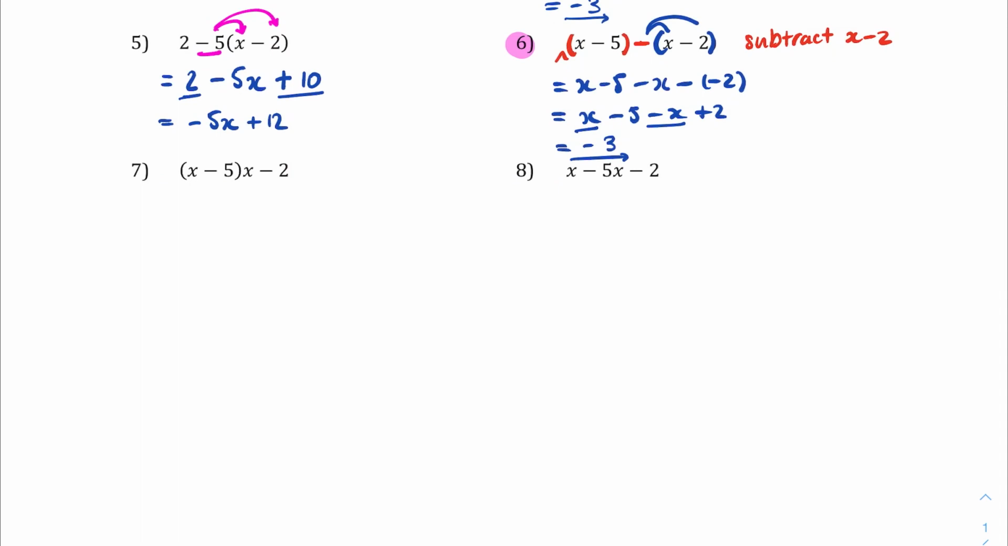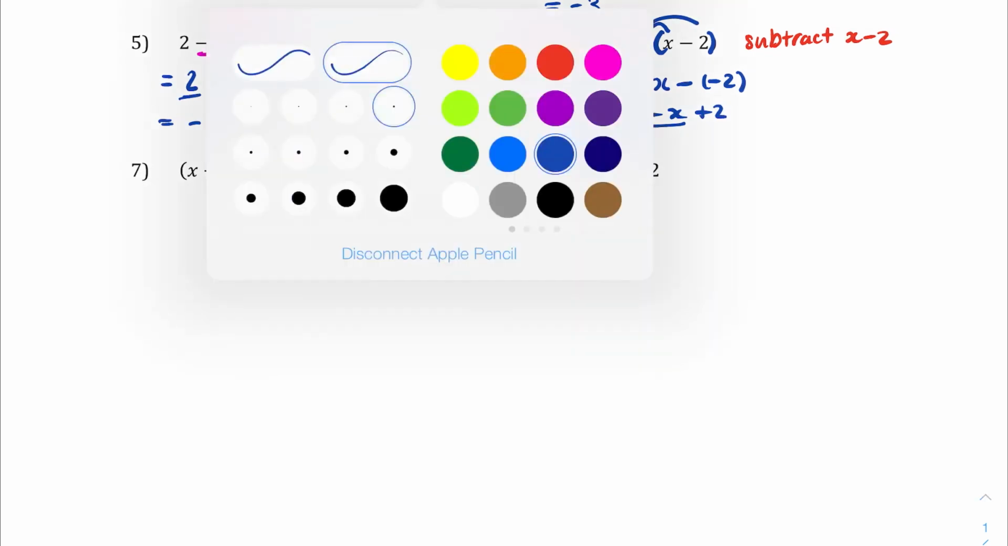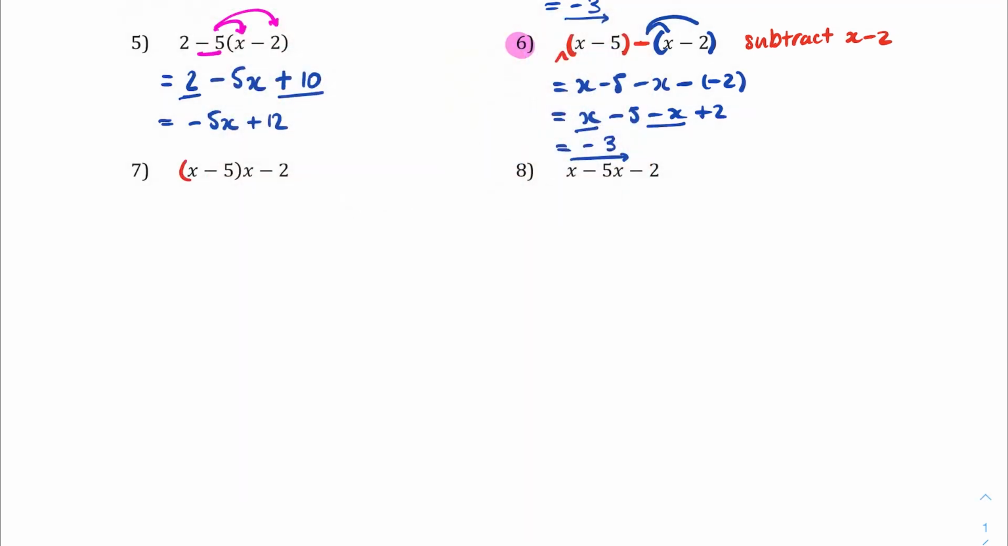Alright, the last couple. Question 7. Compare question 7 with question 6. I have brackets around x minus 5. Do these brackets serve a purpose? They definitely do. Because in these brackets we're multiplying x minus 5 by x. And then we are subtracting 2. I want you to read that to yourself. X minus 5 multiplied by x, and then we subtract 2.